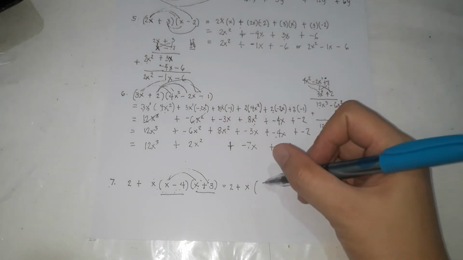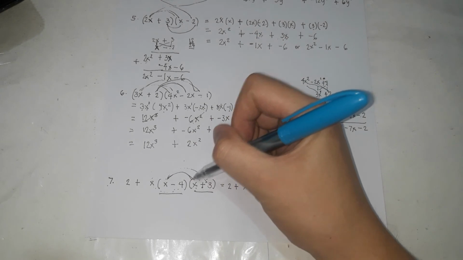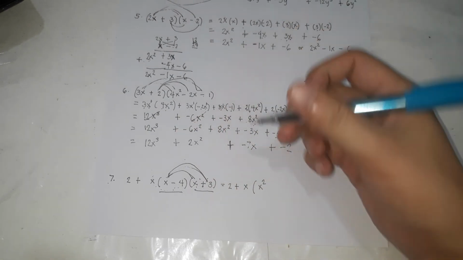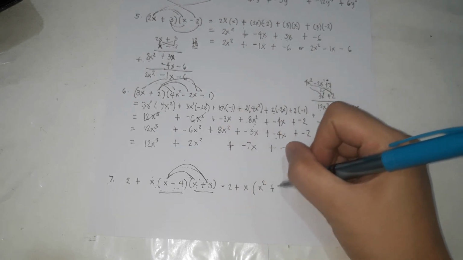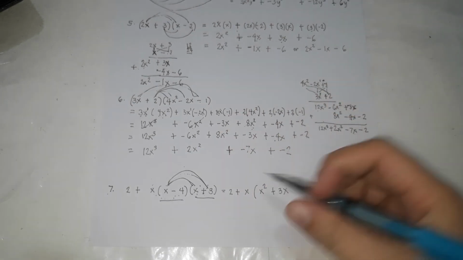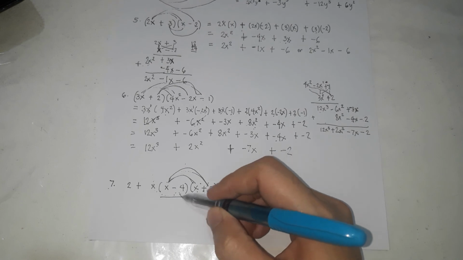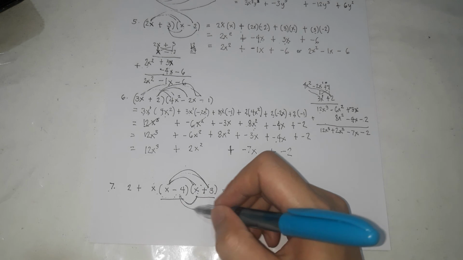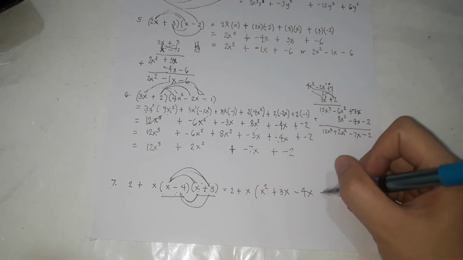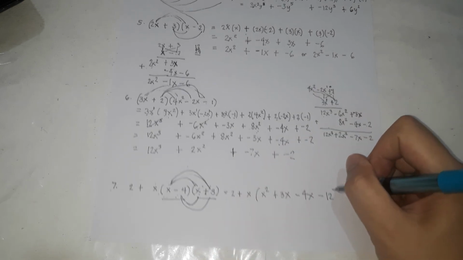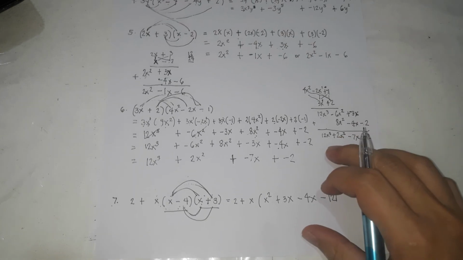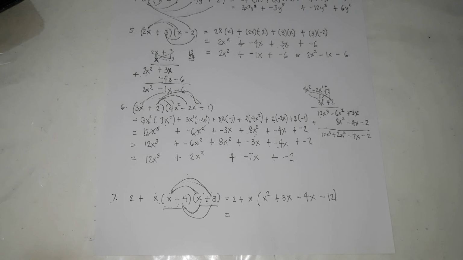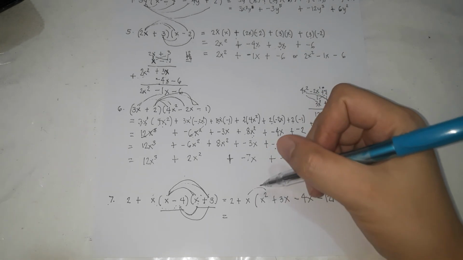So we'll start with x times x. X times x is x squared. X times 3, that's positive 3x. Negative 4 times x, that's negative 4x. Negative 4 times 3, it's negative 12. Next. So, after that, i-distribute na natin to siya.